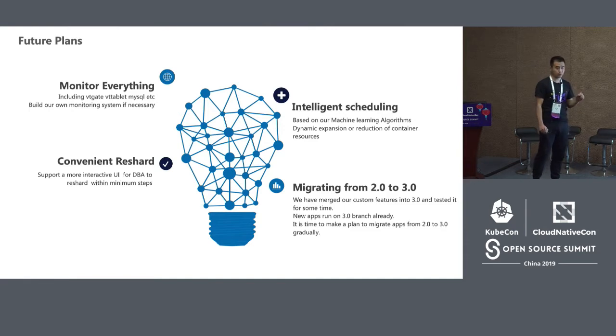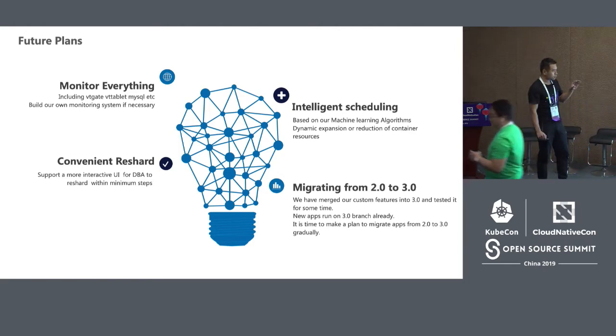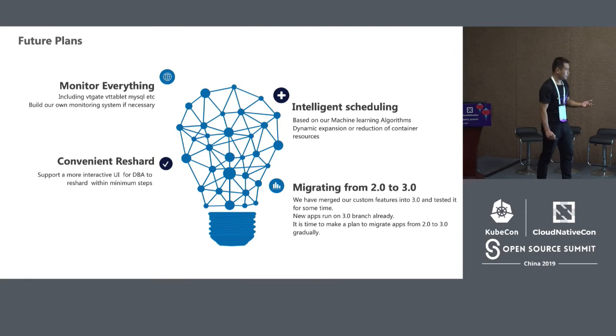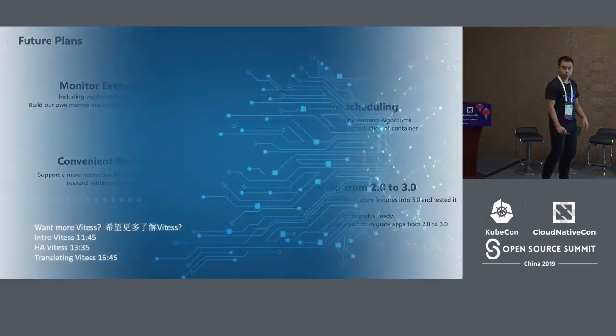Just now we have talked about monitoring everything, so we want to include VT tablet and MySQL, etc., so that we can provide better detailed and accurate demonstration, etc., to the users. And for the original UI and for the DBA, we need to simplify some of the operations. As for intelligent scheduling, it's very interesting for us, because we're using some machine learning algorithms to predict the resources needed by the users, including CPU, to do some scalability work, so that it can save some of the costs of our company. And later we're going to migrate from 2.0 to 3.0. So this is the work we need to do.